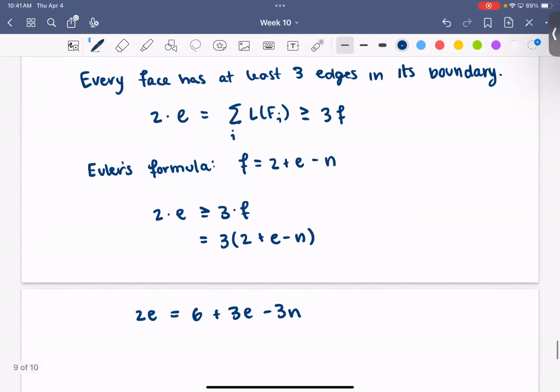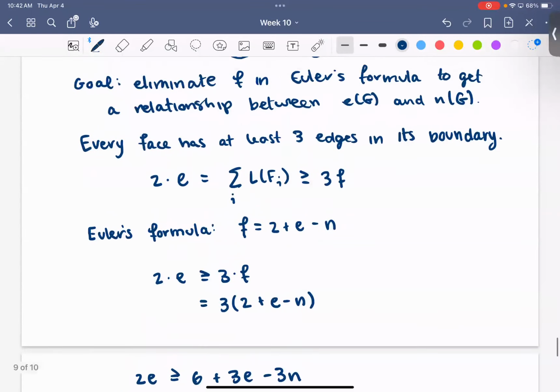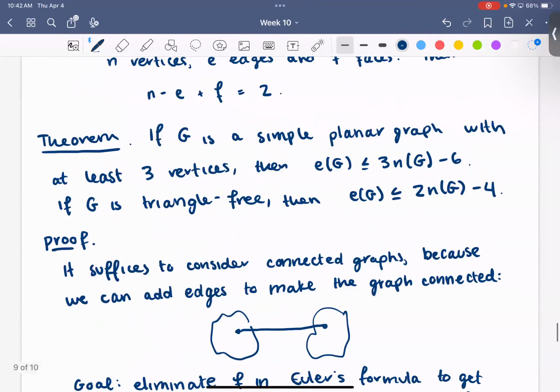Oops, sorry, this should be a greater than or equal to. So then let's put all the E's to one side and everything else to the other side. So we have 3N minus 6 is greater than or equal to E. Hopefully that's what we wanted to prove. Yes.